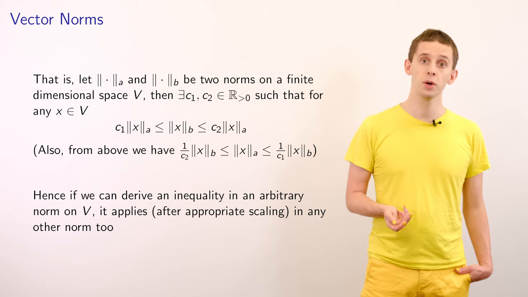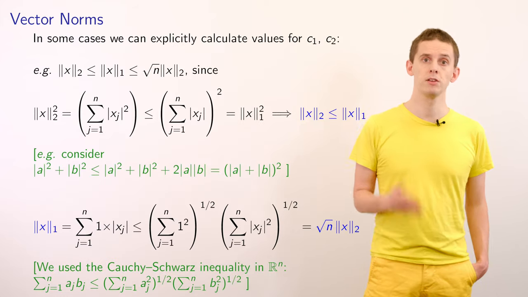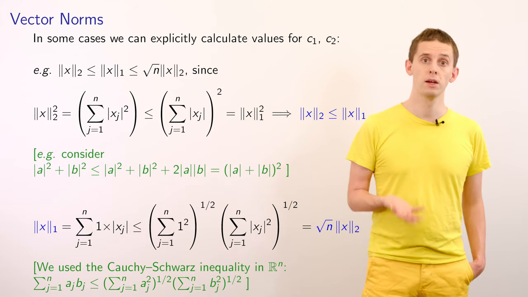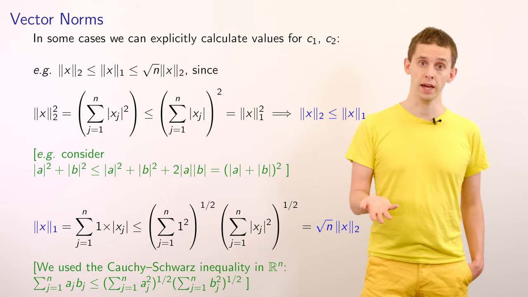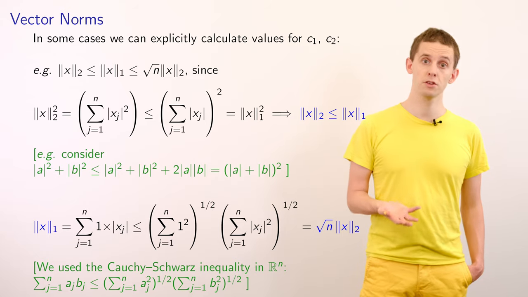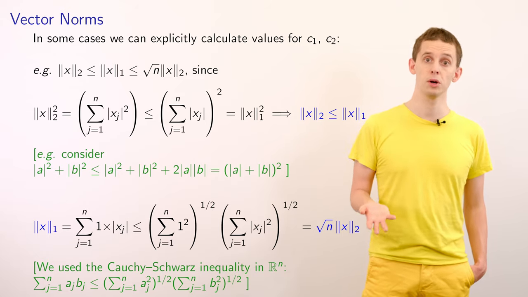And that tells us that if we can derive an inequality for some calculation with respect to a certain norm, then it will also be true for a different norm up to an appropriate scaling introduced by these C1 and C2 factors. In some cases, we can explicitly calculate their C1 and C2. For example, let's look in the vector space R to the n, and we can show that for an element x in R to the n, we have that the 2 norm of x is less than or equal to the 1 norm of x, which is less than or equal to root n times the 2 norm of x.